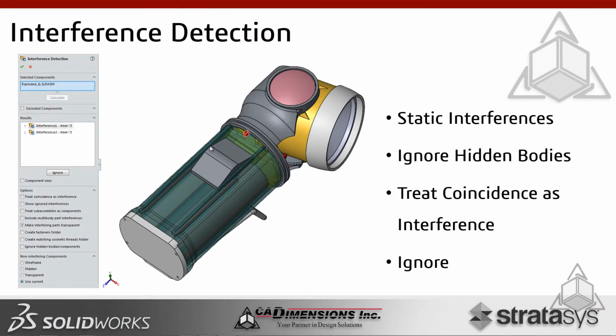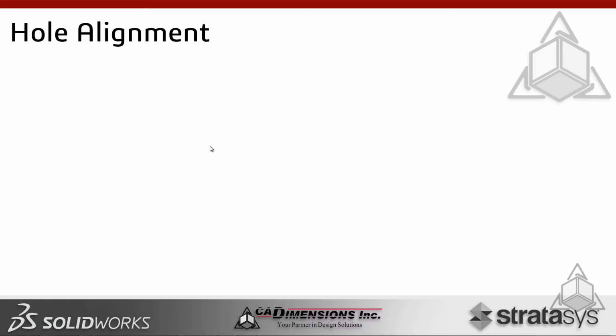So interference detection, we talked about the static interferences, and if you use the interference detection alongside of the move component collision detection, you have all of your detection things built in. So you can see if you have any interferences as the part's moving, but also any interferences just from overlapping geometry. So they work kind of hand in hand with each other.